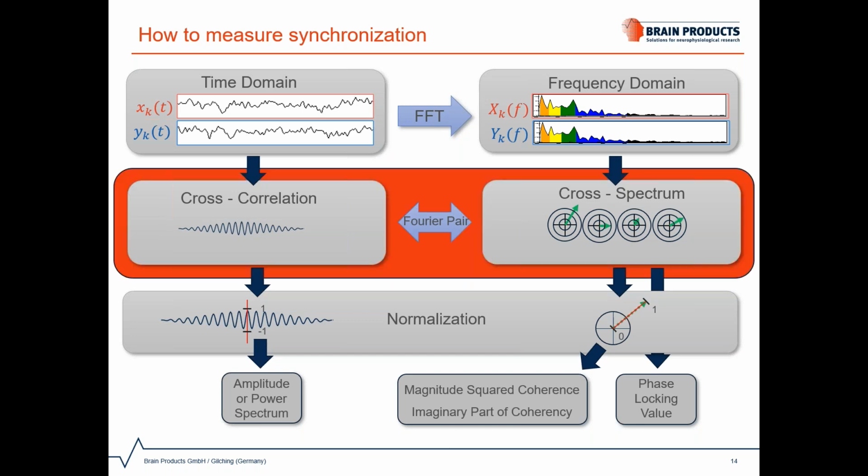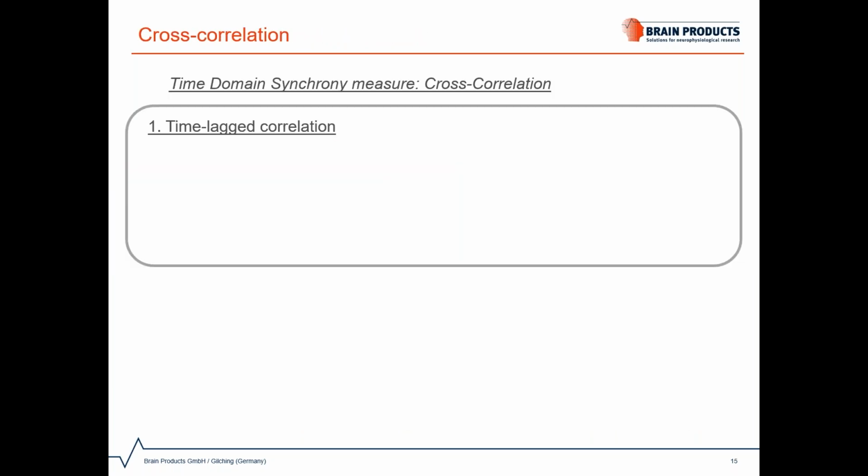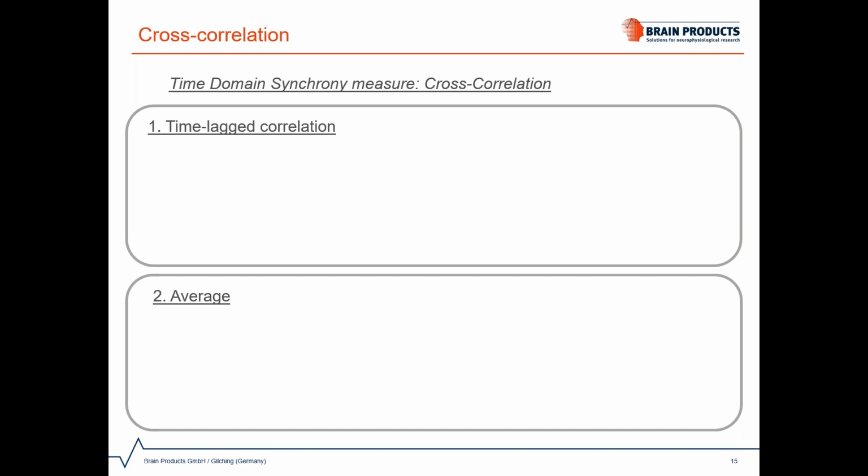At the heart of all this are these two processes. These are measuring the temporal correlation or synchronization. In my view, the most intuitive approach to understand how exactly synchrony is measured is to look at the cross correlation in the time domain. So let's have a look at it. In order to compute the cross correlation, we actually perform two steps. One is the time-lagged correlation, and the other is an average.